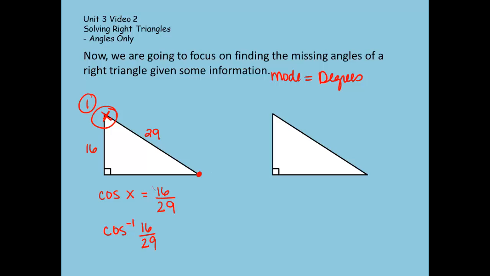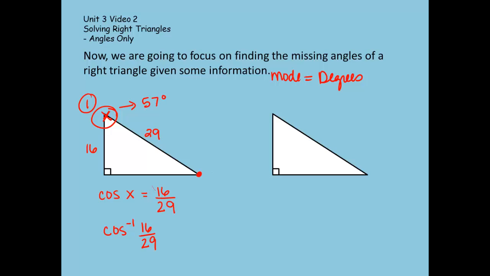So I have the cosine inverse, or second cosine, 16 divided by 29, and I'm coming up with 56.514 degrees. I don't really tell you how to round here. The book might be more specific, and so will the worksheets. So let's go to the nearest degree, because I don't tell you. And so this angle is 57 degrees.